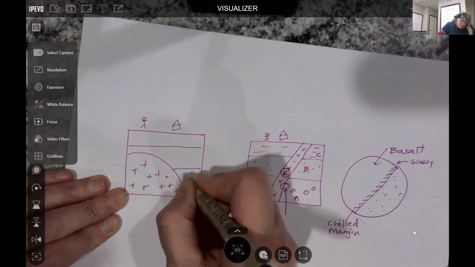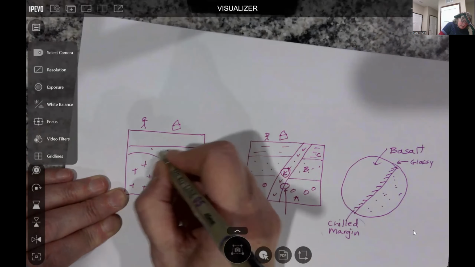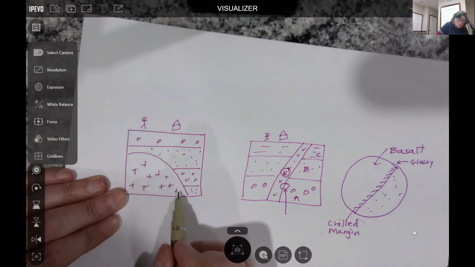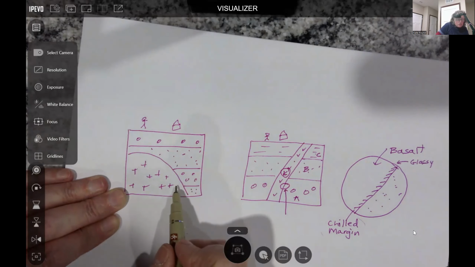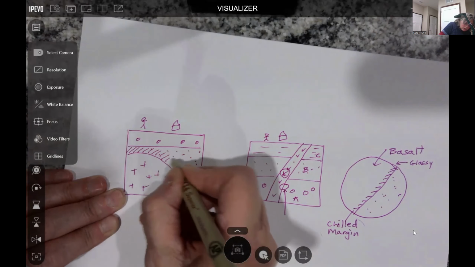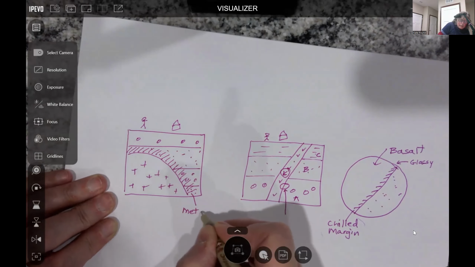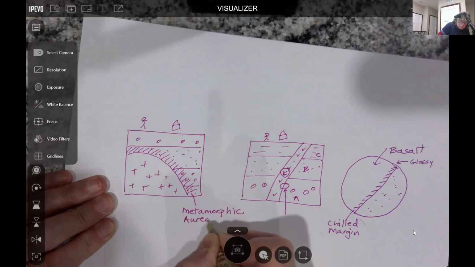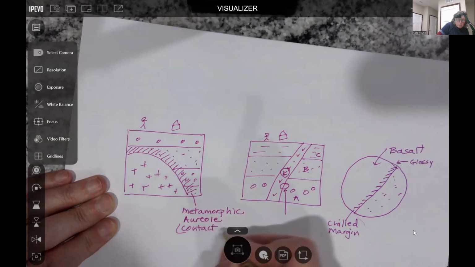I'm just going to add a few other little symbols in here. I'm going to make it a sequence of sand and conglomerate because that's easy. Okay, so the fact that it cuts across those other layers suggests that it might be younger. But what's really important is that all around that granite will be what we call a metamorphic aureole, or its contact metamorphism.